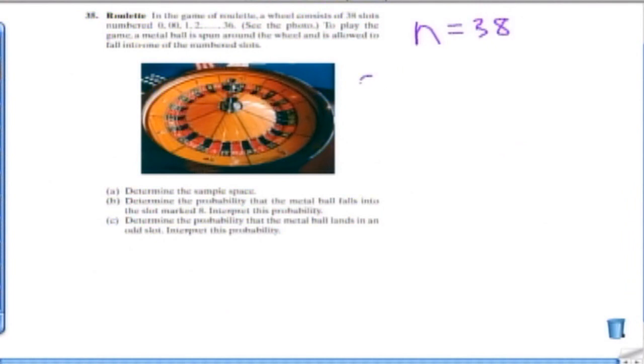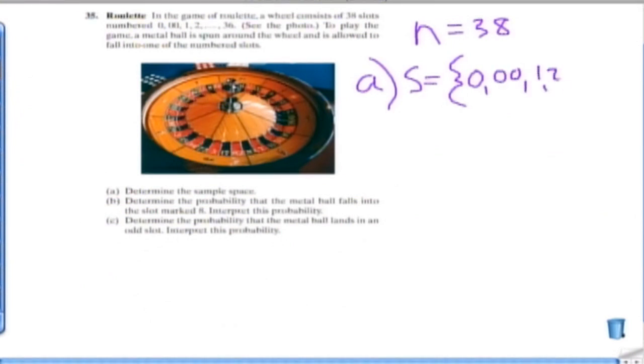So the sample space here, okay, the sample space is the set of all possible outcomes. So it would be 0, double 0, 1, 2, 3, and so on and so forth, all the way up to 36. Okay? And again, those are all of the simple events.